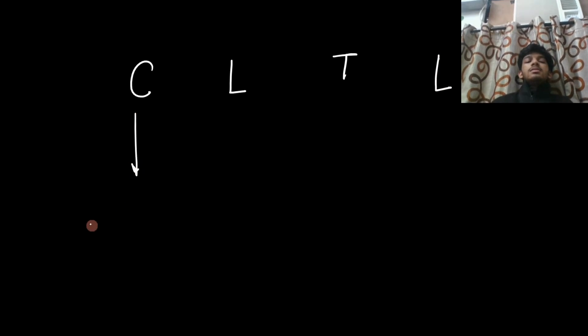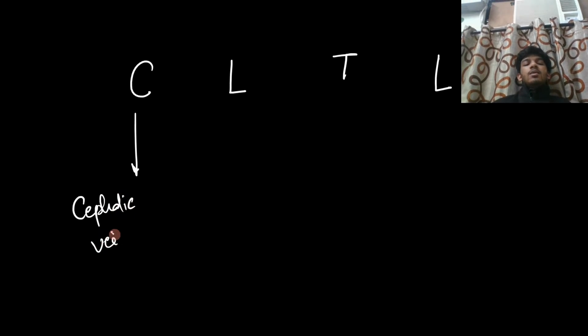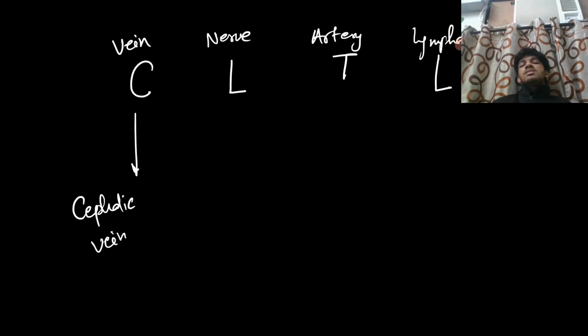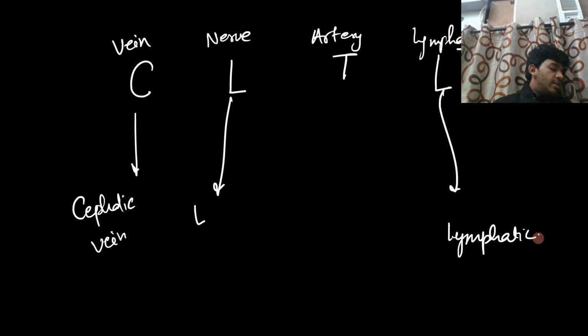C is cephalic vein. So there's basically one vein, one nerve, one artery, and there are lymphatics. L is for lymphatics only. They will pierce the clavipectoral fascia. The nerve here is the lateral pectoral nerve. It pierces the clavipectoral fascia.